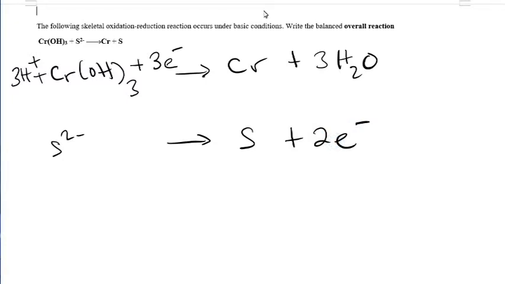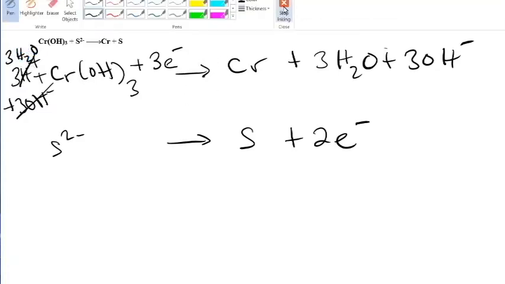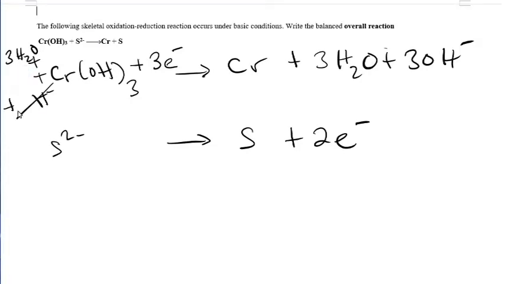Now remember the extra step. The extra step is to add in extra hydroxide ions to neutralize all of the hydrogen ions. So we're going to add in 3 hydroxide ions to both sides of the equation. The hydrogen ions and the hydroxide ions become water, 3 moles of water. So let me go ahead and erase this now. Okay, so we have 3 waters. Now notice that there's 3 molecules of water on each side, so they essentially cancel out. Now everything else should be balanced.